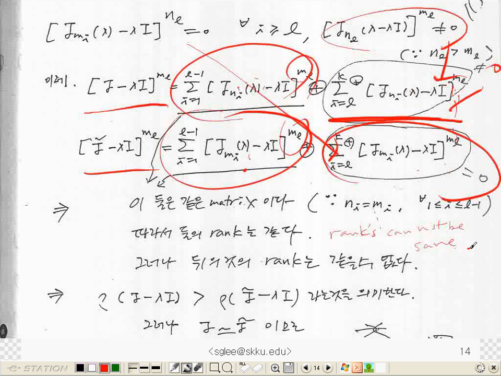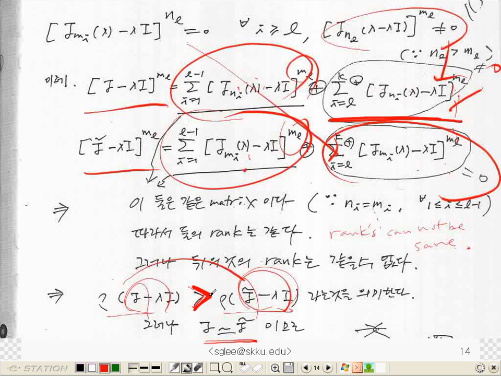What that means is the length of this one is smaller than this one. But these are similar matrices, so the length should be the same. Since they are similar, this strict inequality gives us a contradiction. This gives us a proof. So the Jordan canonical form is unique up to permutation.